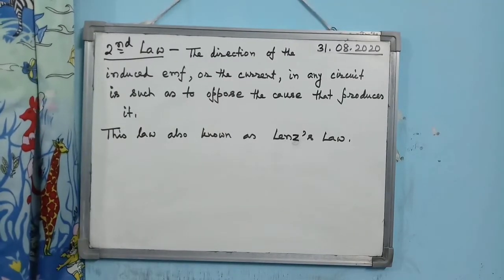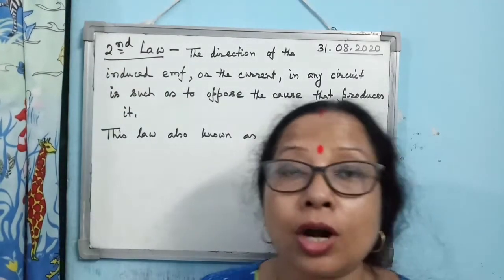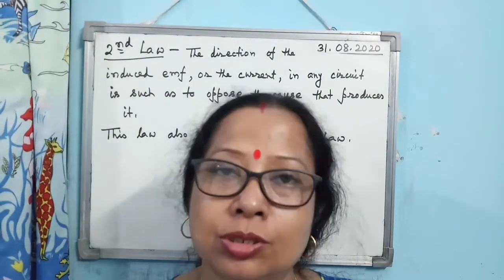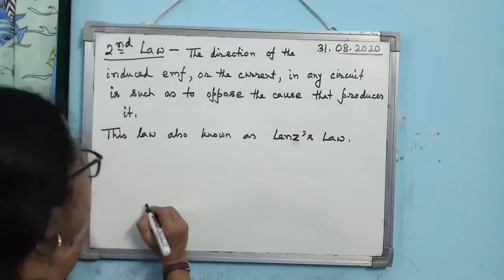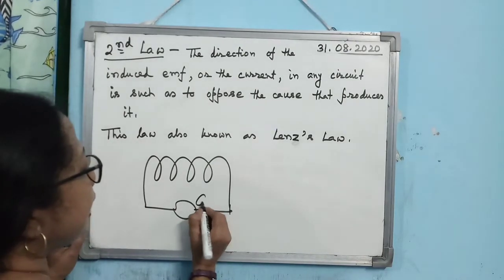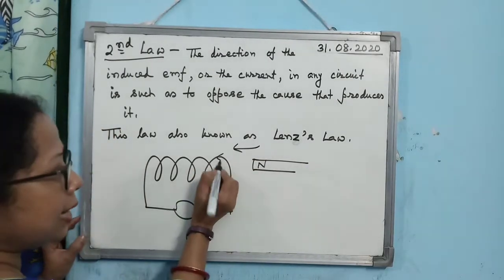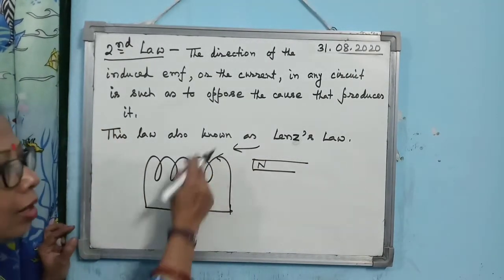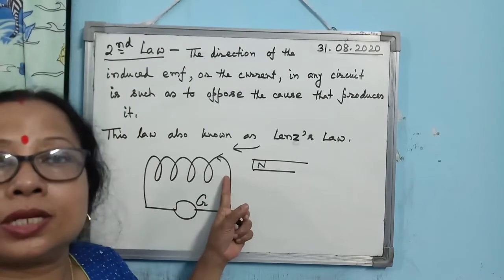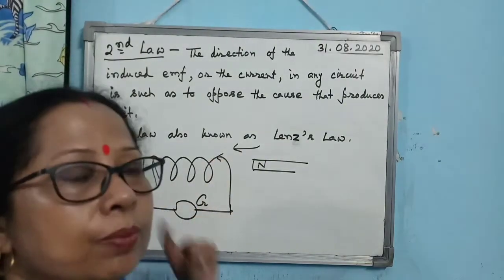Now the second law of electromagnetic induction is that the direction of the induced EMF or the current in any circuit should be such as to oppose its cause. So let us understand it. Consider the previous diagram, I hope you can remember it, where the galvanometer is here and you are bringing the north pole towards it. Then I said that the current is in the anti-clockwise direction. Now how did I tell you it is anti-clockwise? Because mentally I applied Lenz's rule and then said the direction will be opposite.